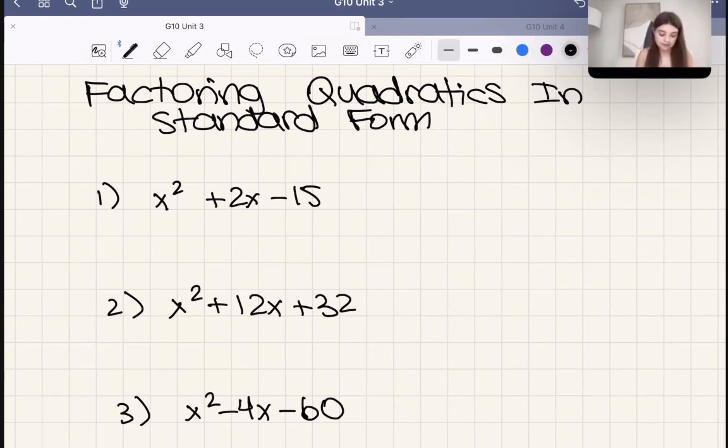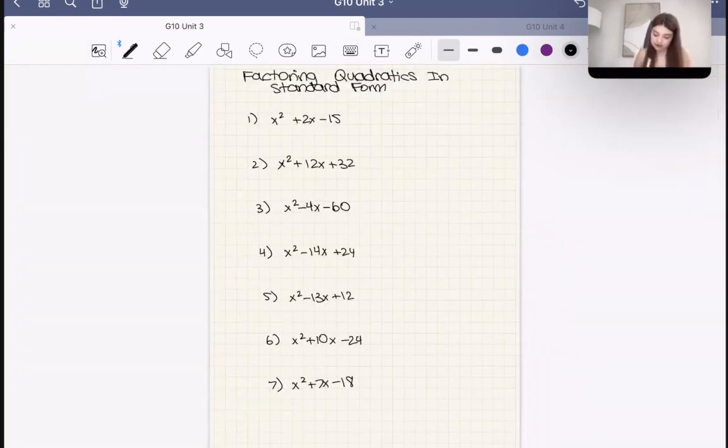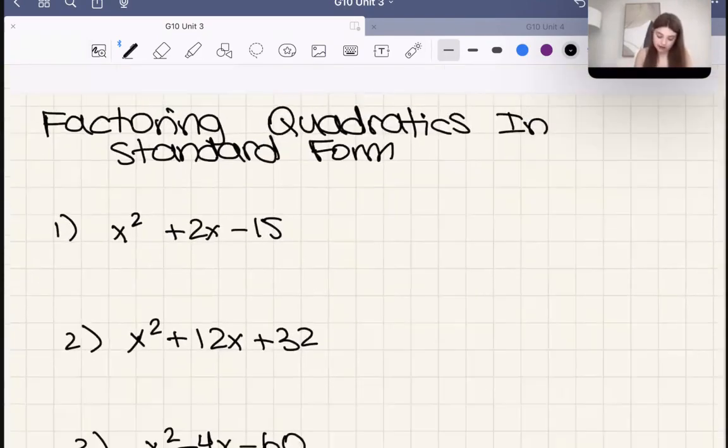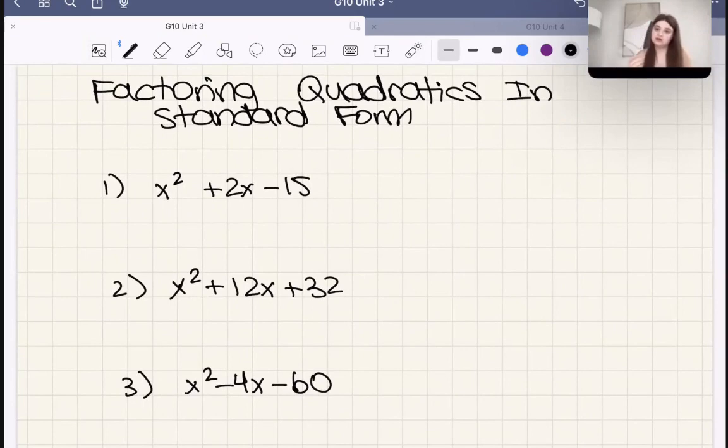Well, as you'll notice, with these ones, in this lesson we're going to do a part 2 to this, where we don't actually have any a value that isn't 1. For all of these, you'll notice a is 1: 1x squared, 1x squared, 1x squared, and so on. Later we'll get into ones where we don't have the 1 in front, but for this lesson, we're just going to talk about ones where we have 1 in front.